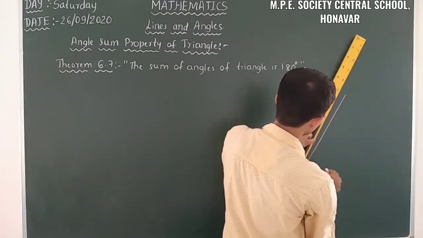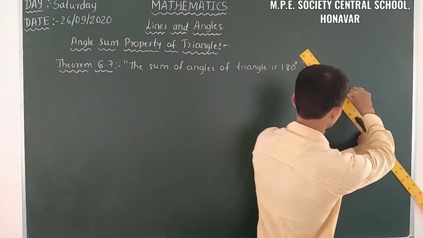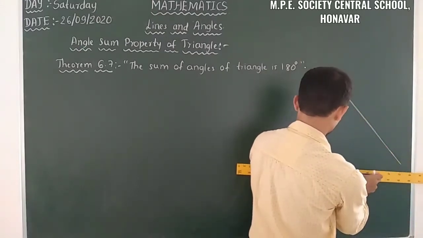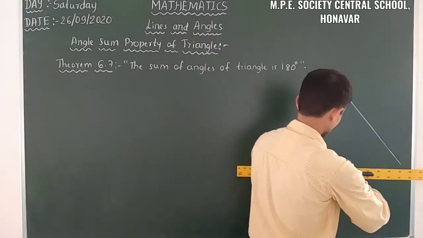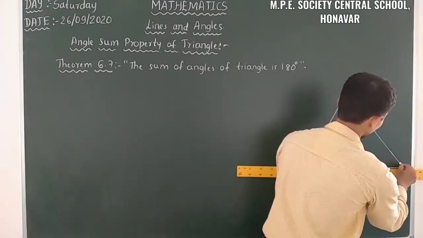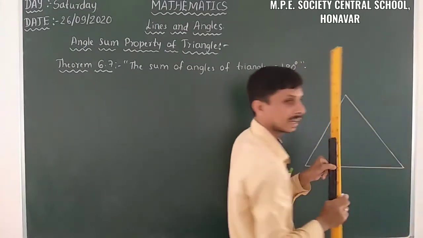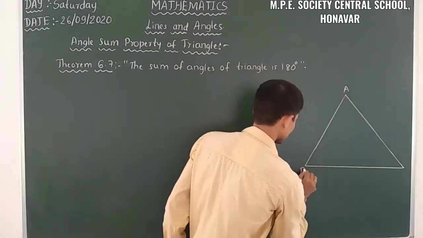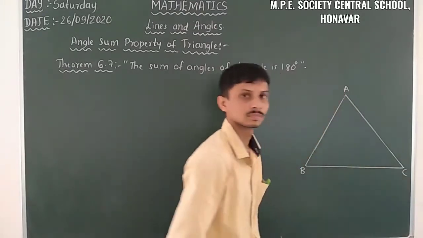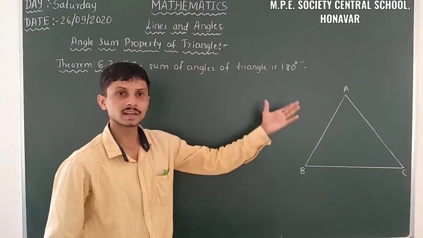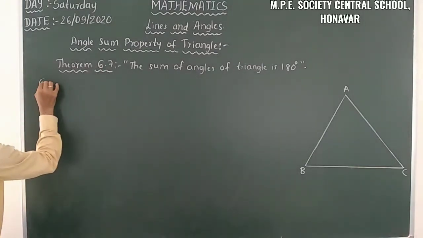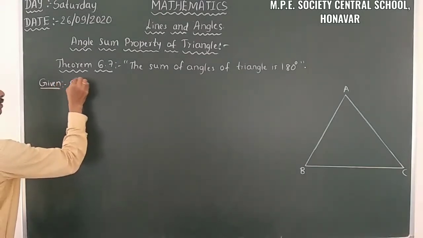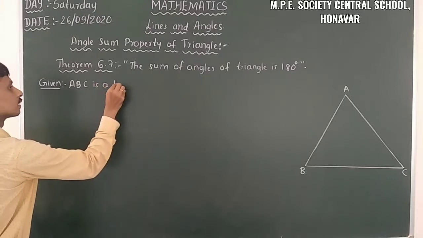Any triangle you can take here. I will take the triangle like this. This is the triangle ABC. I will take the triangle as A, B and C. So here we have a triangle ABC. What is the given term here? Given is ABC is a triangle.